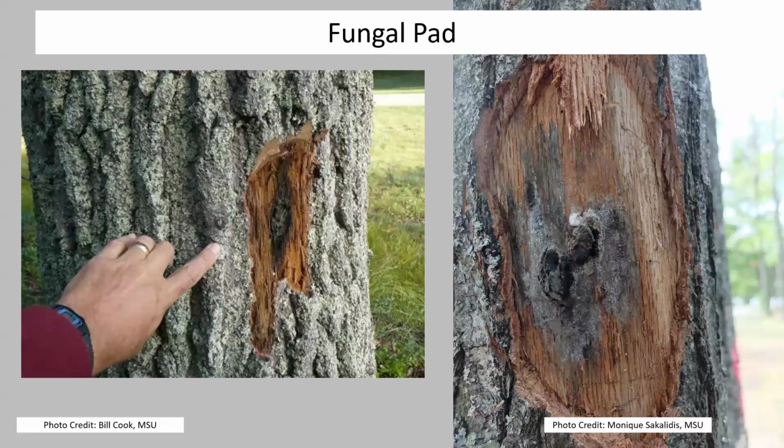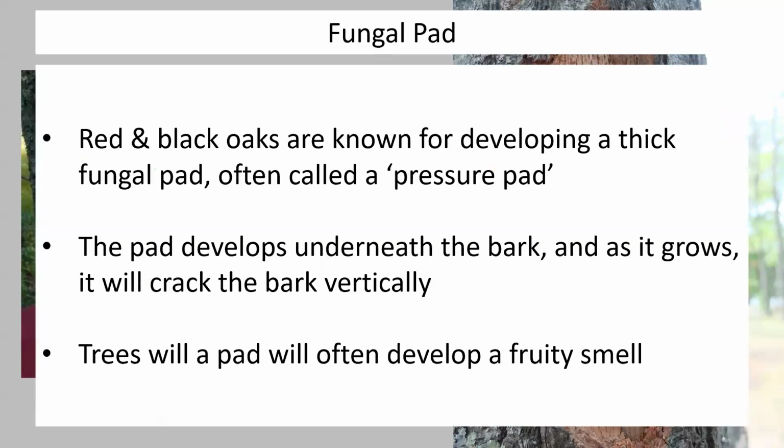This tissue will have an unusual smell. It's going to have this fruity smell. So if you walk by a red or a black oak, you notice it's got some stress on it, and you can smell that fruity smell, that means that most likely it's infected with oak wilt. And that smell will actually come into play in a little bit here as I talk about this more.